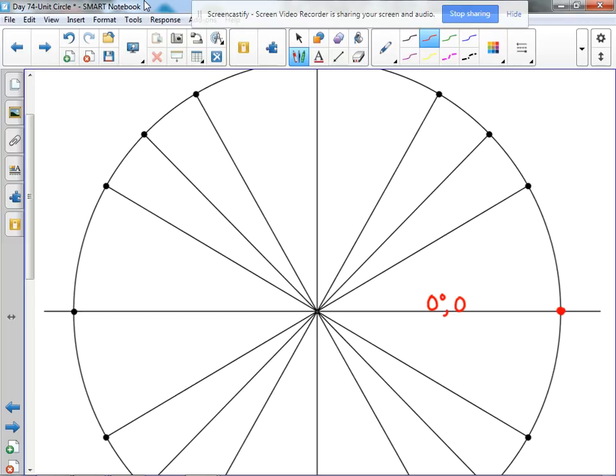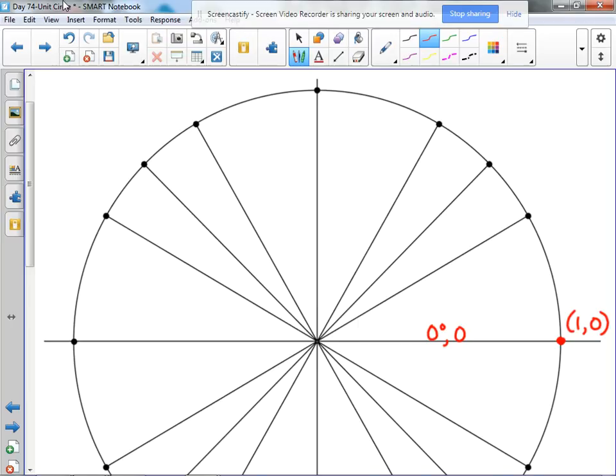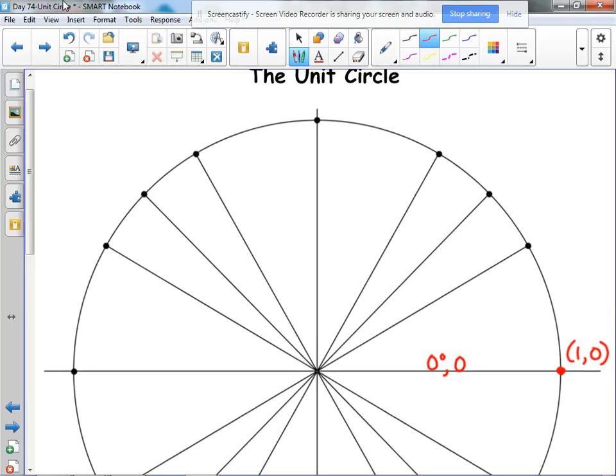If this radius is 1, that point out there has an x-coordinate of 1 and a y-coordinate of 0. That's the point (1, 0). It has nothing to do really with trig, but that means the cosine of 0 degrees is 1. The sine of 0 degrees is 0. We'll get into what all that means a little bit more tomorrow.